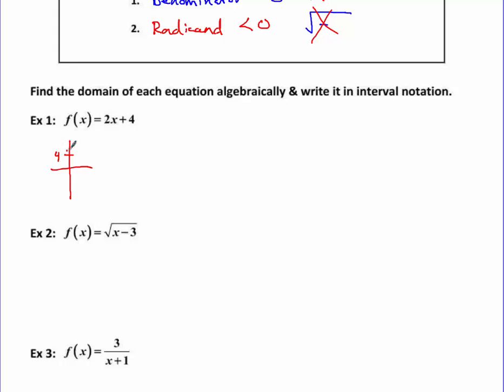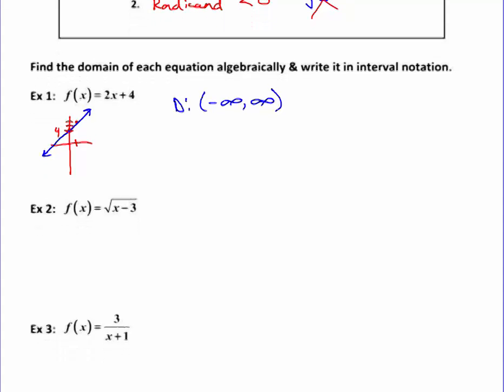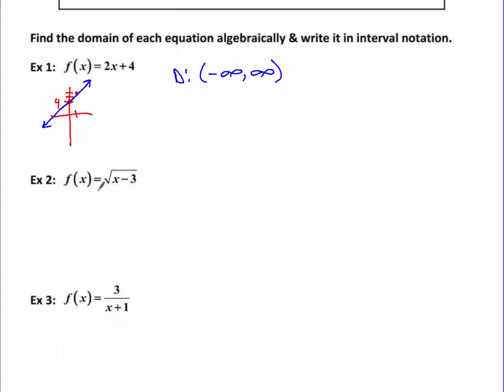that goes up 2 over 1, right? Y-intercept of 4. So even though it says to solve algebraically, you just look at it and answer it. The domain of any line is negative infinity to positive infinity. So that one's kind of a freebie. Let's take a look at this one.